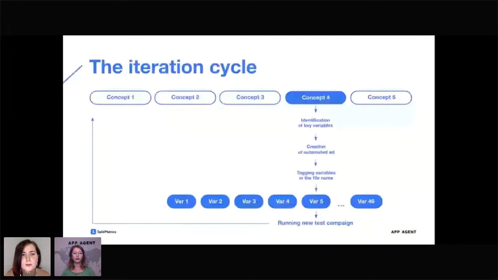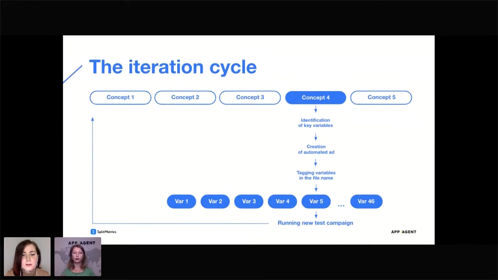And then if you imagine that you do 2 to 3 iterations of each of these major concepts, you will end up with 20 original creatives that you can test on a weekly basis. What is highlighted here is, let's assume we've run our test of these 5 concepts and we found that concept number 4 is our winning concept.